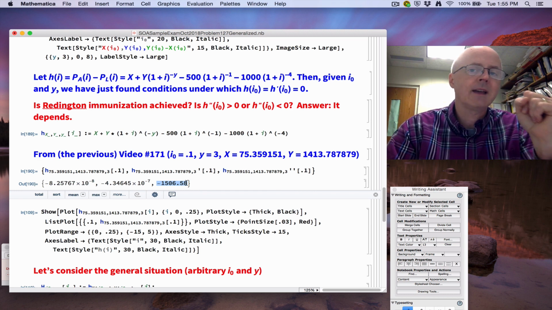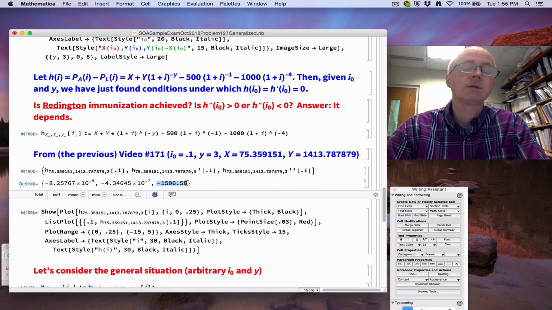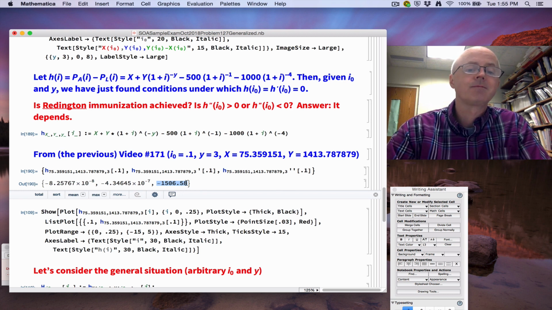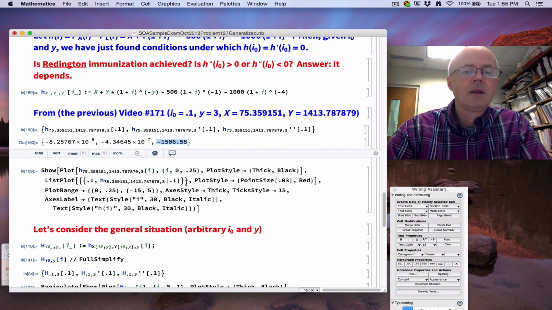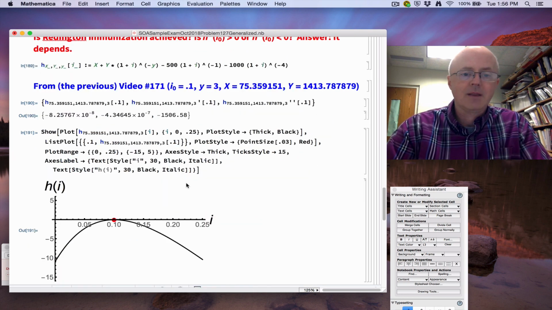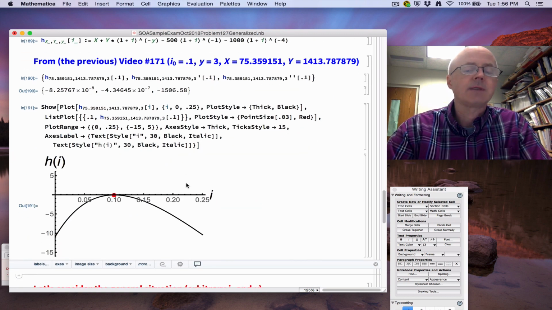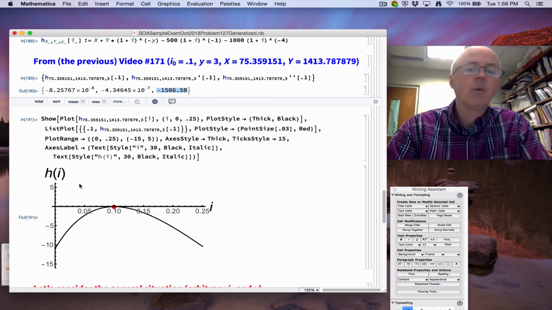And if you look near the end of video 171, I did a second derivative calculation. I didn't actually calculate the negative 1507, I just said it was negative. But if you double check that, you will see it's negative 1507. Okay, that confirms the answers from the last video. We could plot this as we did on a graphing calculator in the last video and see that Redington immunization is not achieved. We get a concave down graph. This value of the second derivative is negative here. We would prefer it to be a concave up graph.